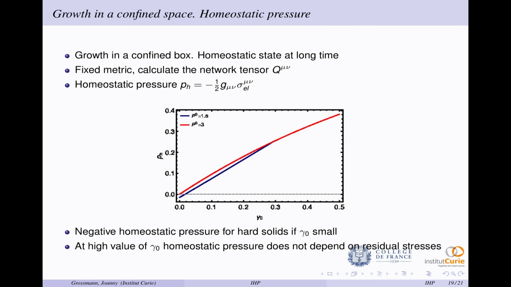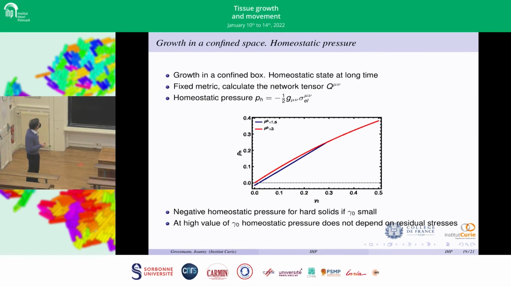So what I did is I plotted the homeostatic pressure as a function of gamma 0. Gamma 0 is the growth rate when there is no stress on the cells, the growth rate that they would have if they were individual cells. There are 2 values here. P naught equals 3. That's larger than 2. So this is a soft solid. If it's a soft solid, when there is no cell division, the pressure is 0, or it's the external pressure. And if you increase the cell division rate, the cells divide, so they push on the wall, and the pressure increases.